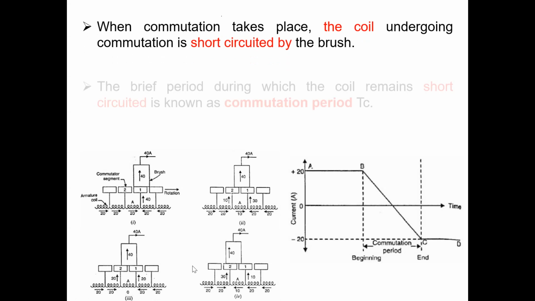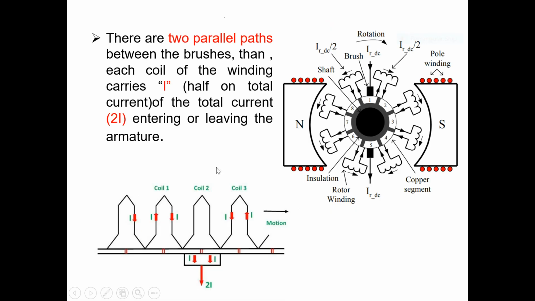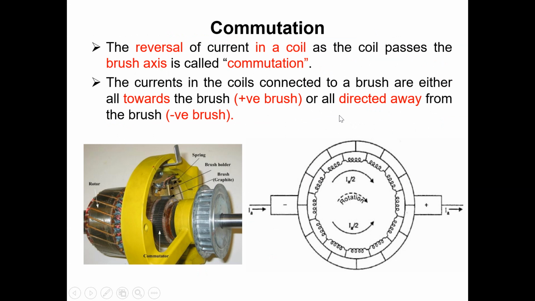If we go here, when commutation takes place, the coil undergoing commutation is short circuited by the brush. That means the coil whose commutator segment the brush is contacting is called short circuited. For example, see this figure 1. Here commutator segment 1 is taken as short circuited because the whole brush is placed on commutator segment 1. If the whole brush is on one segment, it is taken as such, otherwise it is on two commutator segments.